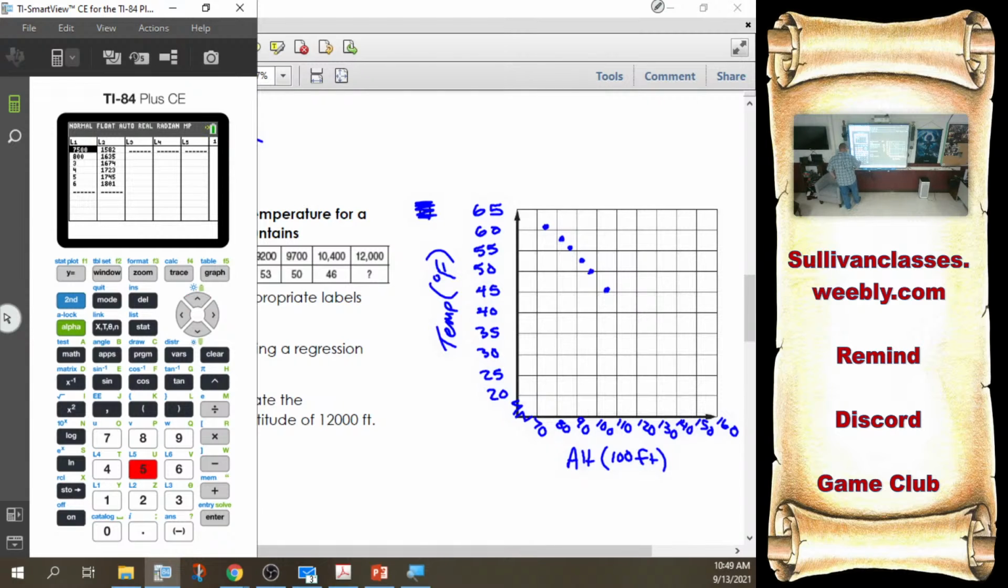So 75, enter. 82, enter. 86, enter. 92, enter. 97. All right, y'all seeing this? Like, it's not even hitting the other points.